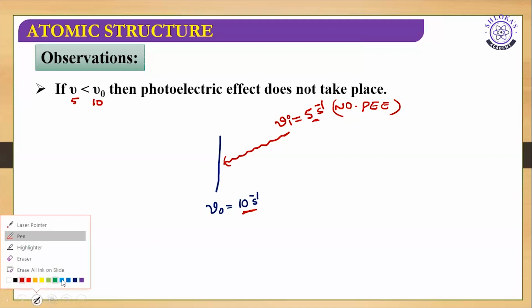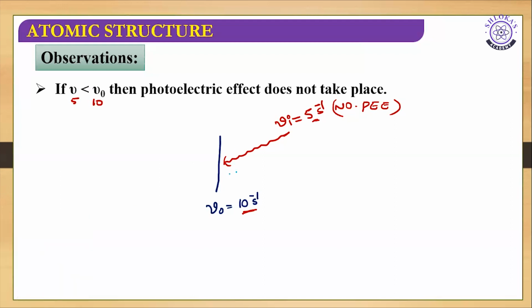And case 2, I am taking case 2. This time I am taking a light ray of 15 hertz, means nu I is 15 hertz or 15 per second, which is here nu I 15 and it is 10.